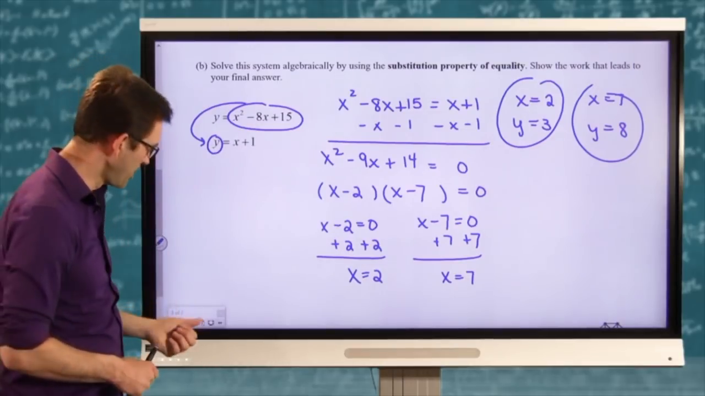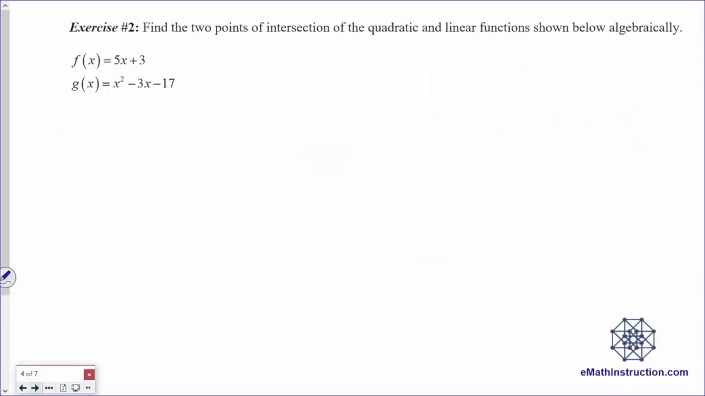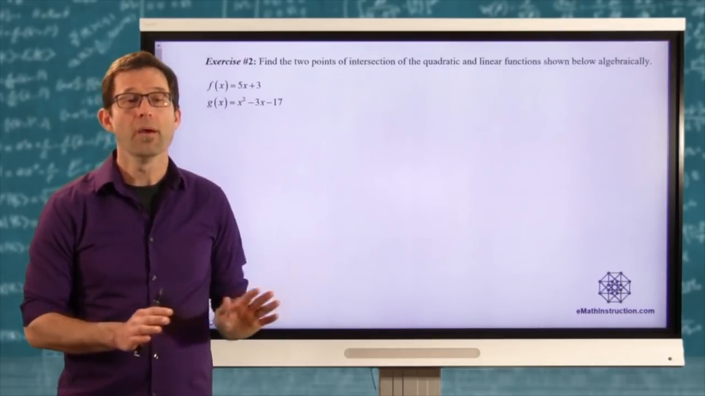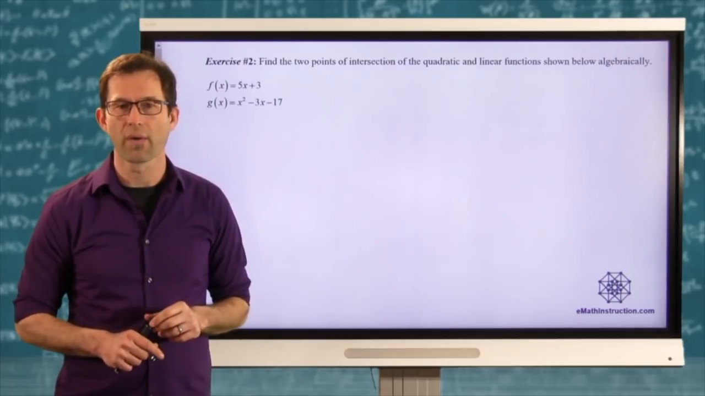All right, let's move on. Here we go. Find the 2 points of intersection of the quadratic and linear function shown below algebraically. Now again, we could do this one graphically, but it would actually be fairly difficult, and you'll see why once we go through the calculations.